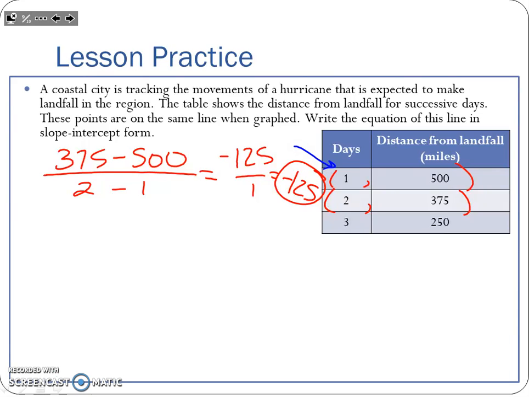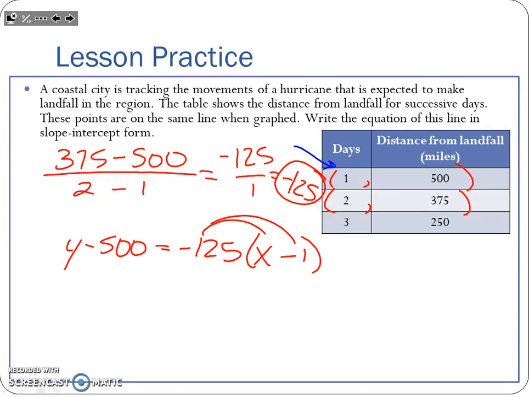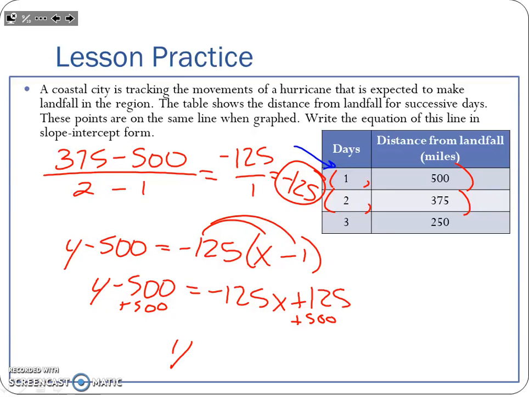Pick one of the other points. I'll do that one there. 1's a pretty easy number. So I'm going to go y minus y sub 1, which is 500, then I've got a negative 125 times x minus 1. Distribute in. I get y minus 500 equals negative 125x plus 125. Then I need to add 500 to both sides. Gives me y equals negative 125x plus 625.